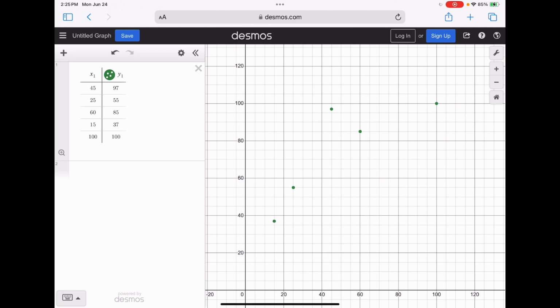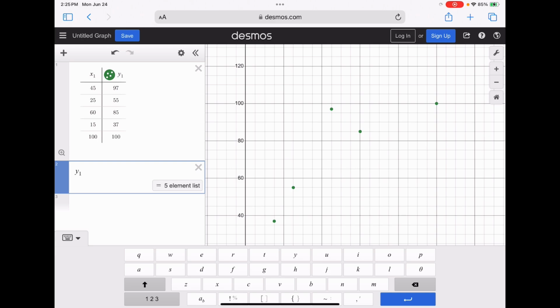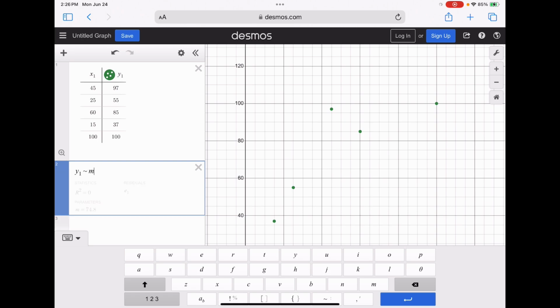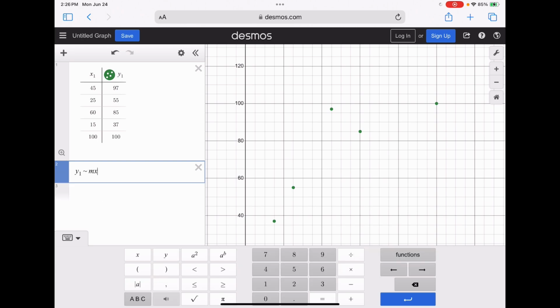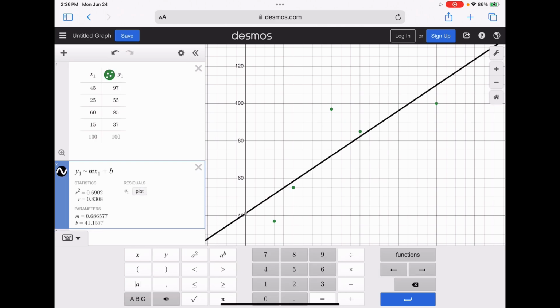All right, so now to find our line of best fit, I'm going to come to the number 2 line, and I'm going to type this formula in. So I type y1, and then if you click the ABC button, I'm going to come down to the bottom and put that little squiggle. And then m x1 plus b. And that makes your line of best fit.